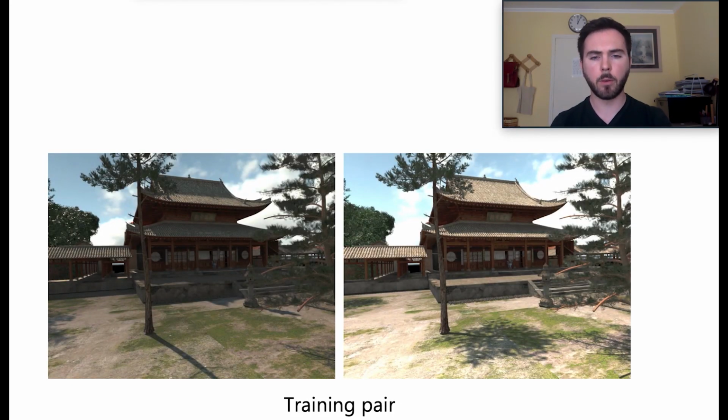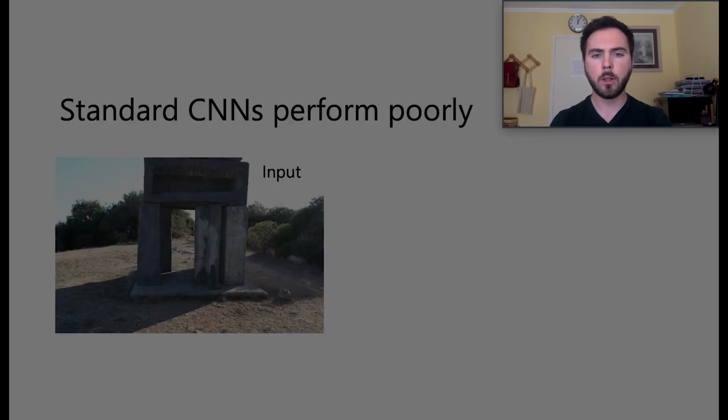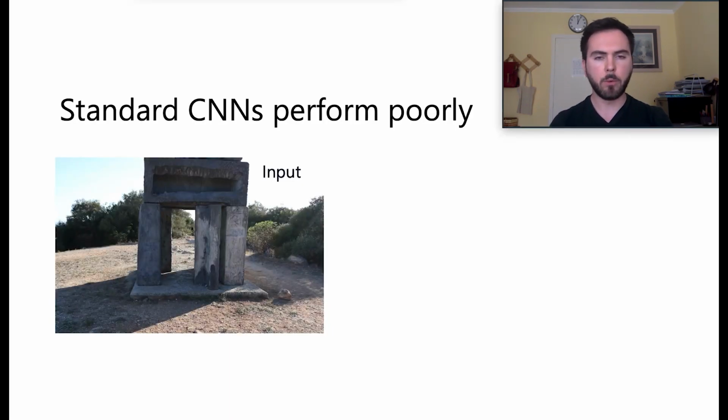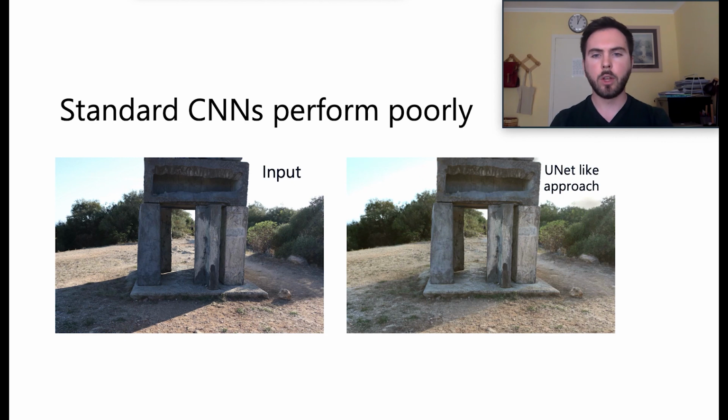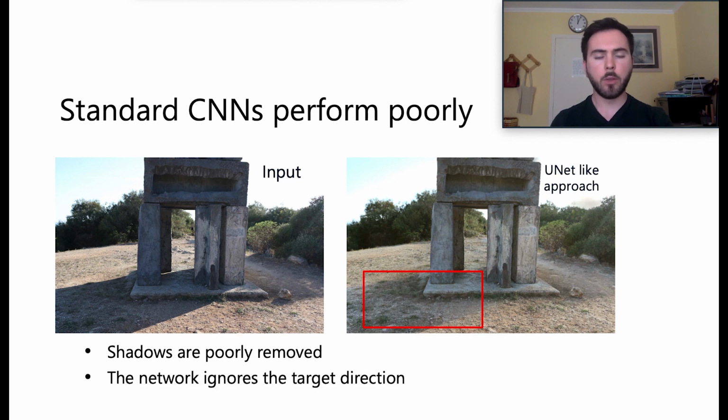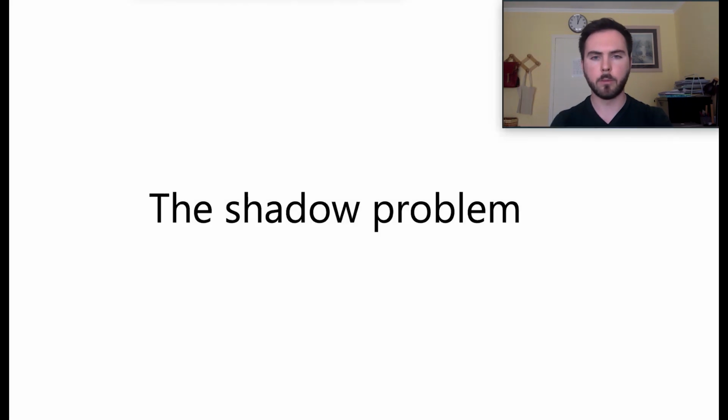Given training pairs of images with input and target sun direction, we can train a network, our favorite one, let's say a UNet, to generate an output. Unfortunately, while doing that, shadows are poorly removed, the network completely ignores the target direction, and shadows are not synthesized. This is because shadow synthesis is a very ill-posed problem.